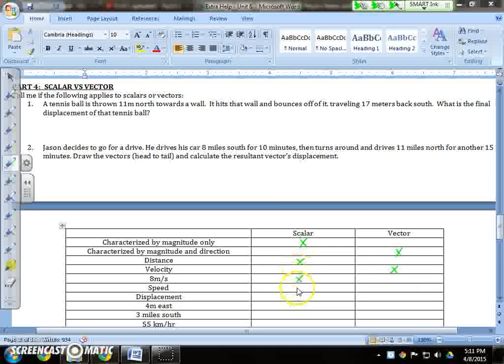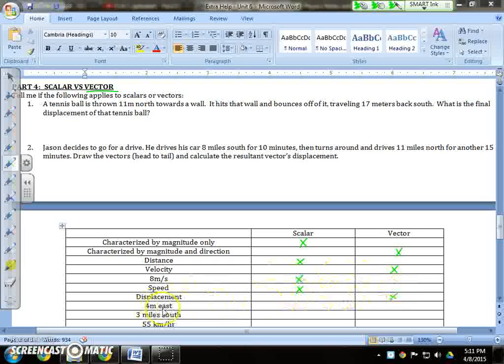Speed itself does not have direction. I can be moving 8 meters per second forward, backward, side to side. It does not matter. It's simply a scalar. Displacement is essentially going to be the total distance from where you started to where you moved in a direction. And when we start doing the vector addition, as we'll do up here, you'll see displacement is what our end goal generally is. So that's going to be a vector.